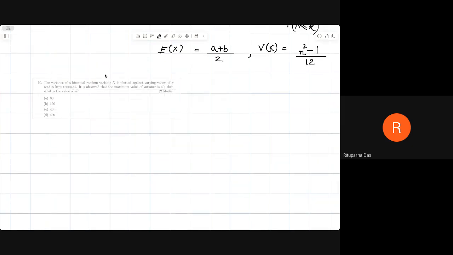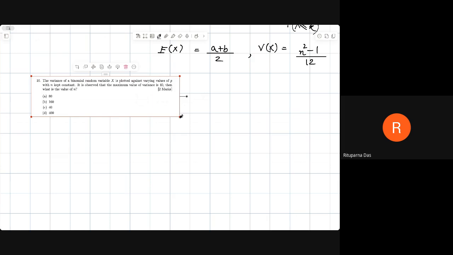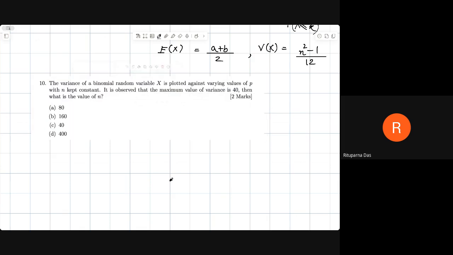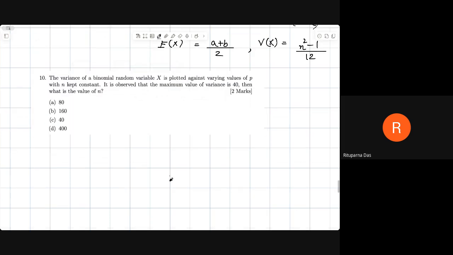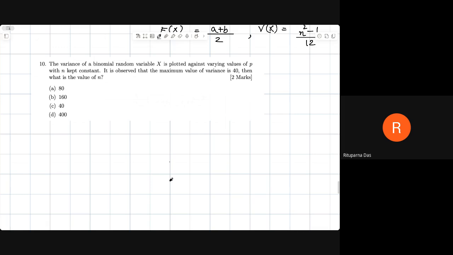So say the variance of a binomial random variable is plotted against varying values of p. With n kept constant, it is observed that the maximum value of variance is 40. Then what is the value of n?